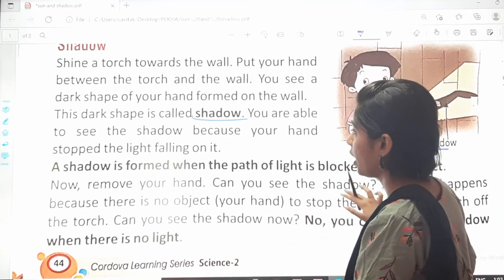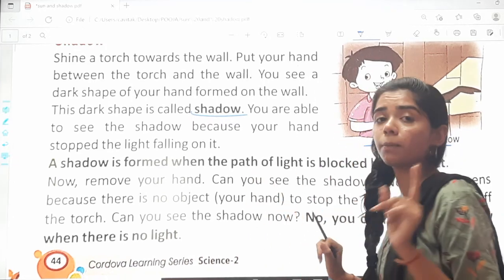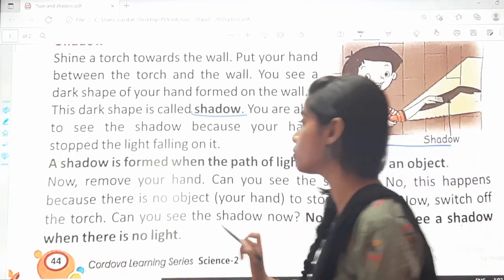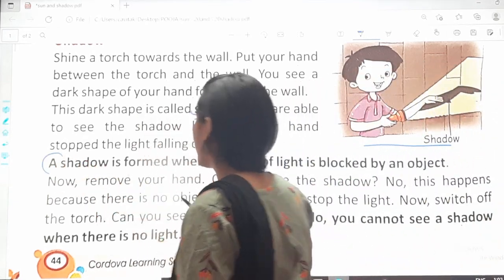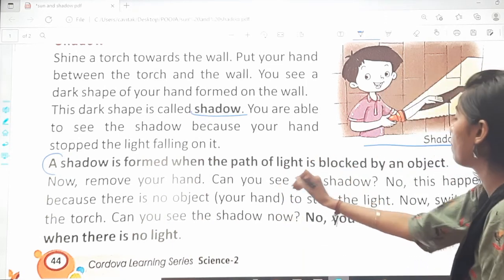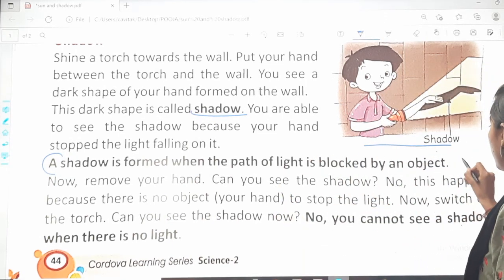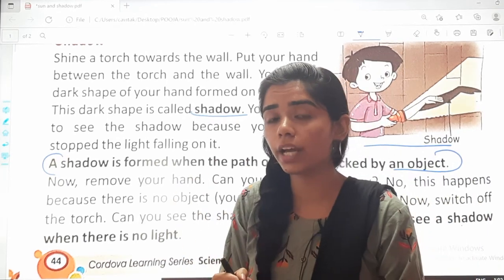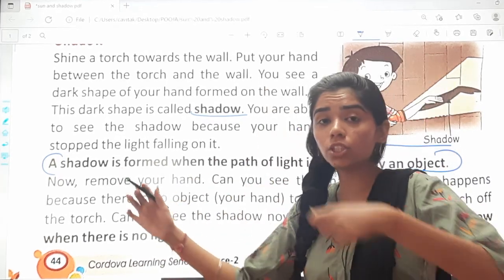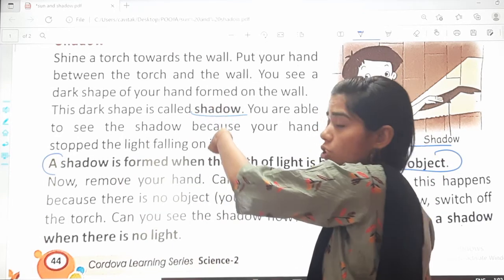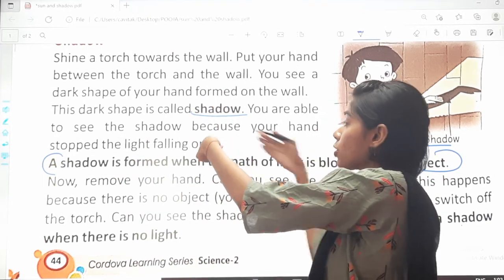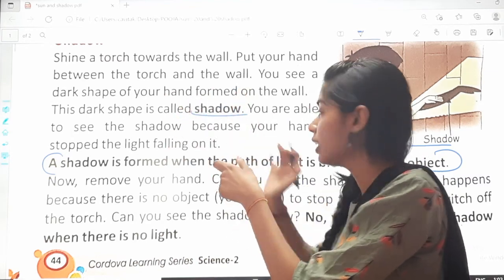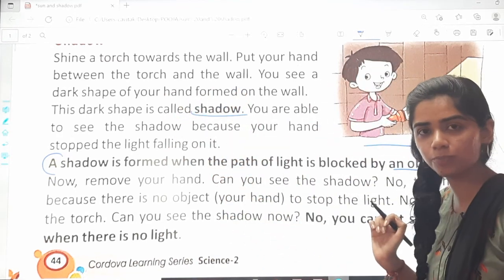Okay? Now, a shadow is formed when the path of light is blocked by an object. Please underline. A shadow is formed when the path of light is blocked by an object. Shadow कब form होता है? जब एक path of light, like the torch, हम torch इस पे रख रहे थे. Okay? और हमने उसको block कर दिया. We have blocked the path of light. That time we see the shadow.